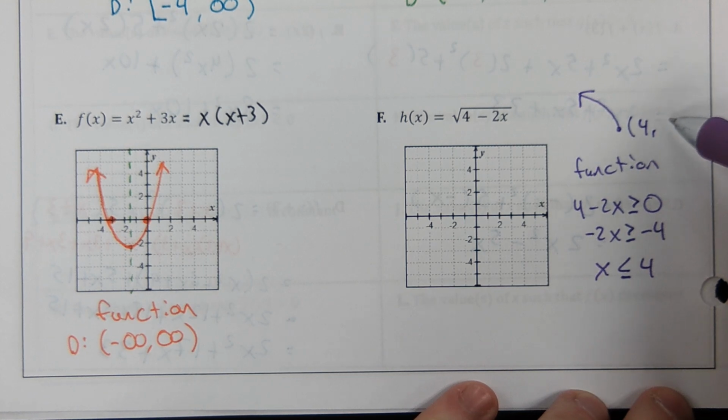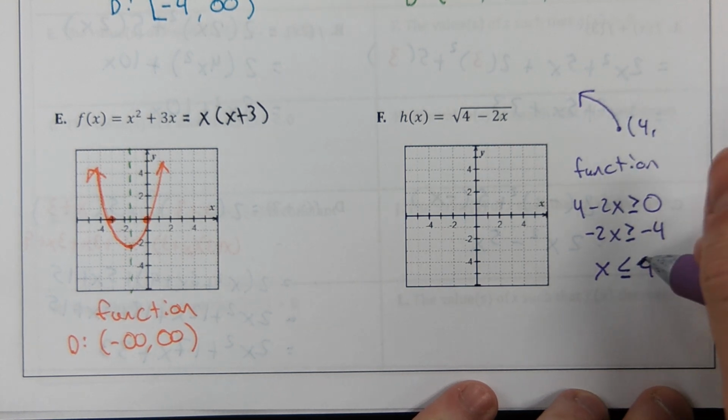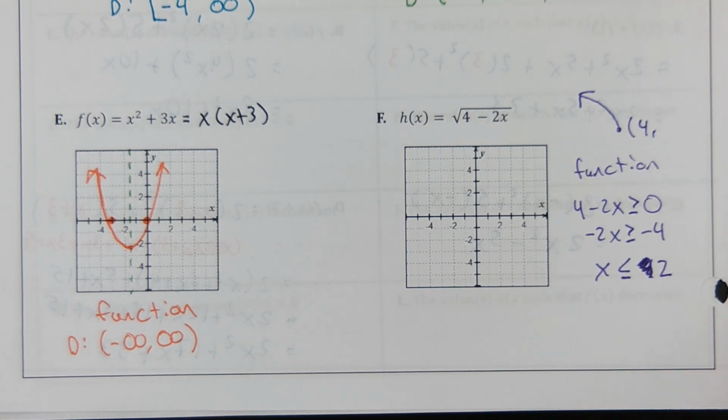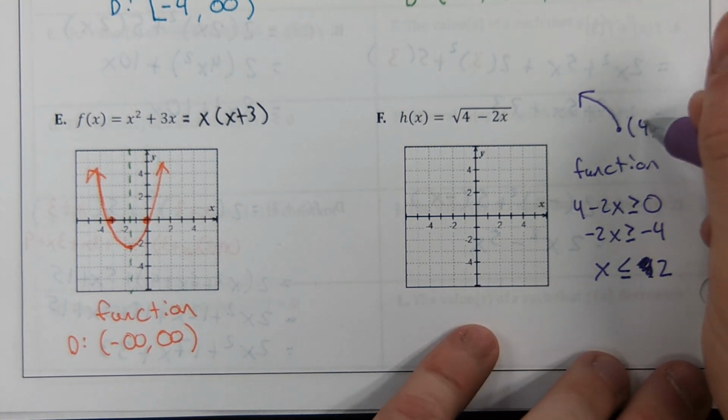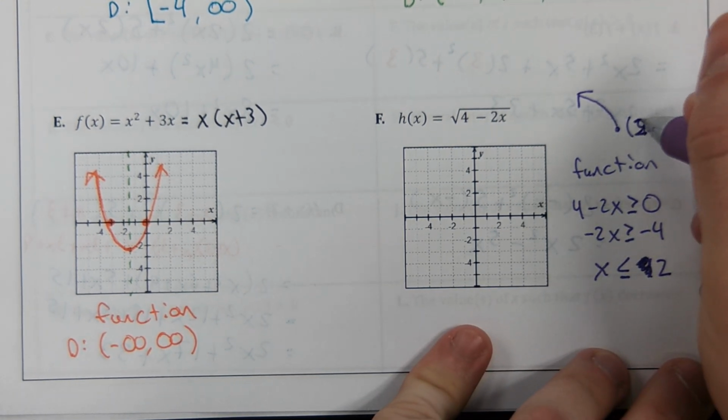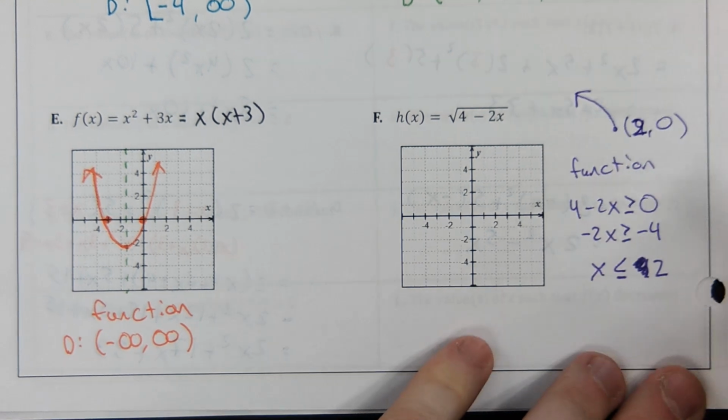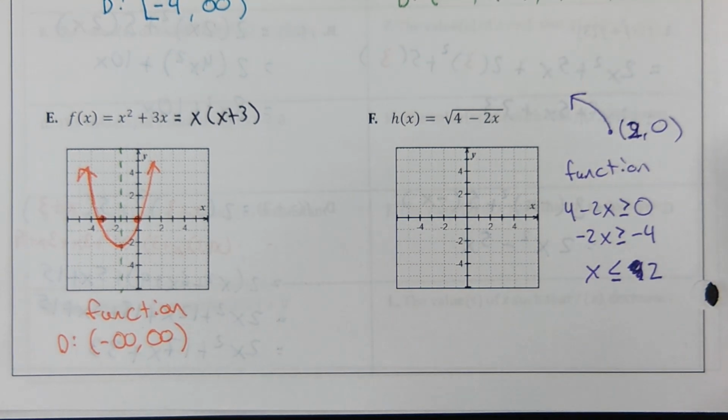So this number right here, this would be at 2 comma 0. Sorry, can't do basic math. See, if you substitute x equals 2, you get 4 minus 4. Square root of 0 is 0. That means I know the range too, but the question didn't ask.